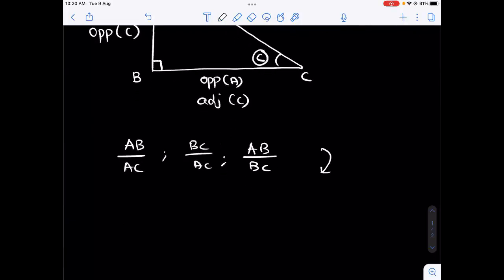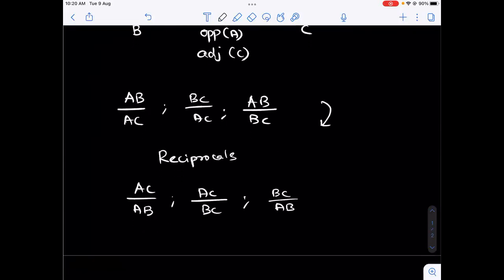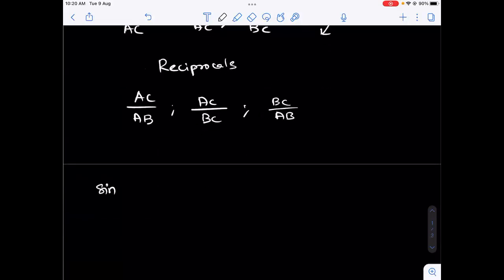So what are the next possibilities? The reciprocals of them. When I take the reciprocals, I'll be able to define AC by AB, AC by BC, and BC by AB. Is that right? So if you take the ratios of different sides of a right angle triangle, each ratio is given a name. Okay. And those names go as per this pattern. Sine, the full form of sine is sine, and the other is called cos. The full form of cos is cosine. You know this? Yes. Then you have tan. It's called tangent.